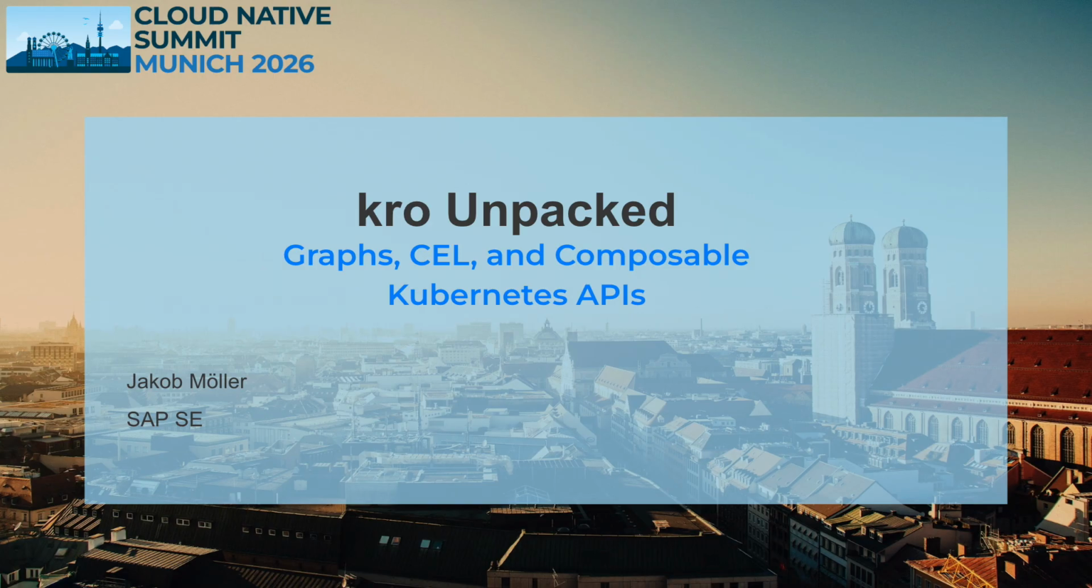Today, I'm showing you around a favorite project of mine called Kro. Some of you may have heard of it, some of you may not. I want to show you how to build composable Kubernetes APIs, maybe in a different way than you're used to. Some of you may have already worked with other tools that try to do similar things, such as Crossplane, so you may see some similarities.